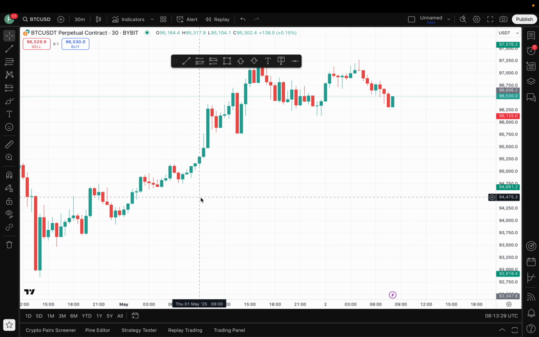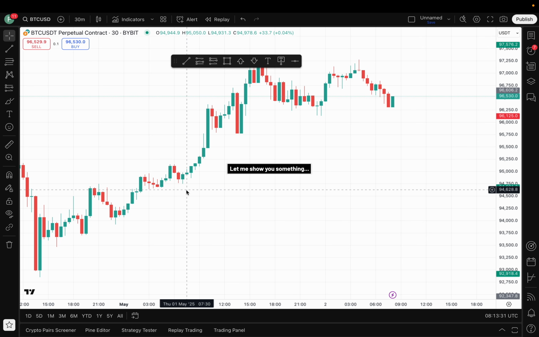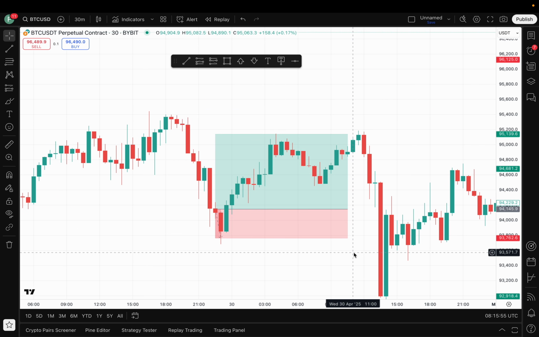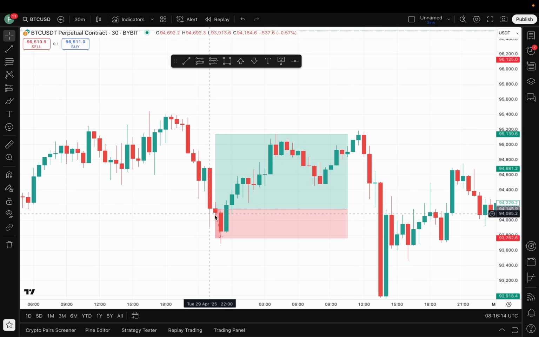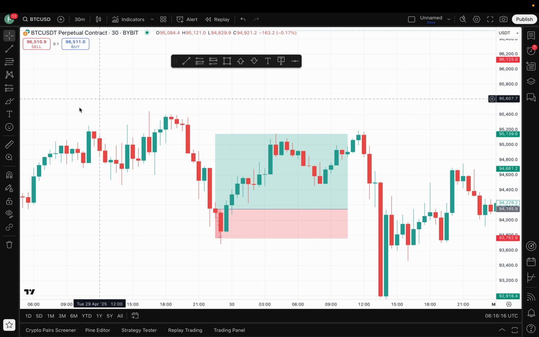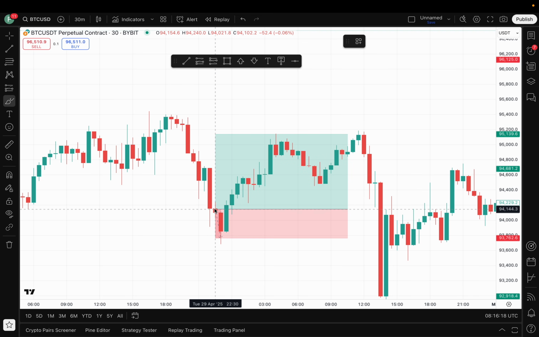Now, before I go ahead and show you how to set your take profit or stop loss, let me show you something. Look at this trade on the chart. This is an example of a long trade that eventually ended in a loss. If you look at this point right here, this is the entry point. Let me draw something there so that you guys will be able to see it. So you can see right here, this is the entry point.